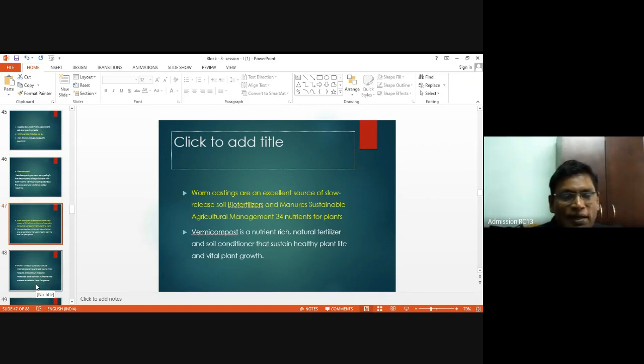So worm castings are an excellent source of slow-release soil fertilizer and manure for sustainable agricultural management. The worm casting is the outcome of worm composting, converting waste into manure, and it is an excellent source of bio soil fertilizers. It also gives many nutrients to the plants. Vermicompost is a nutrient-rich natural fertilizer and soil conditioner that sustains healthy plant life and is vital for plant growth. This is very important, since it provides nutrition to plants in a natural way.